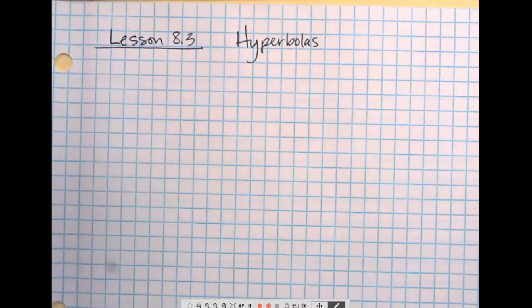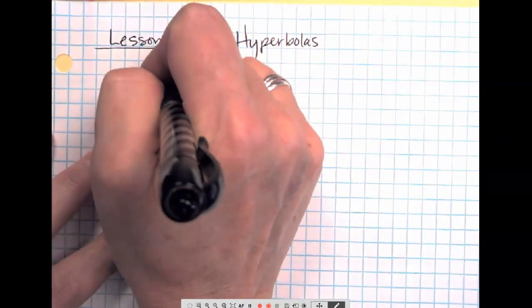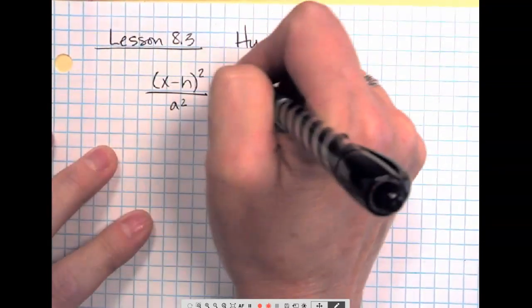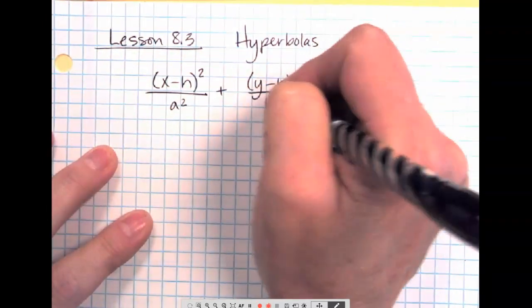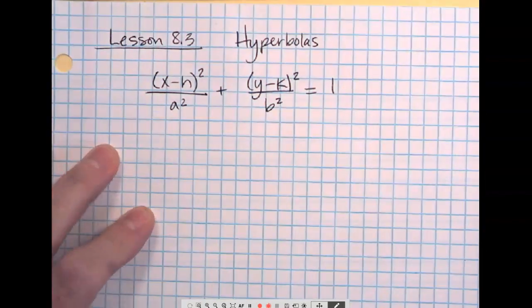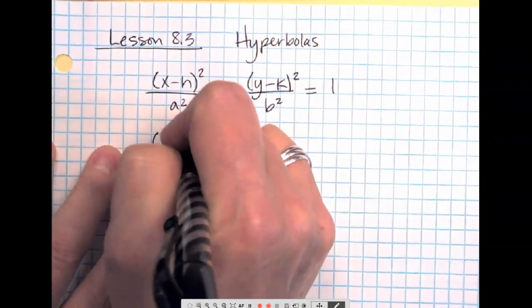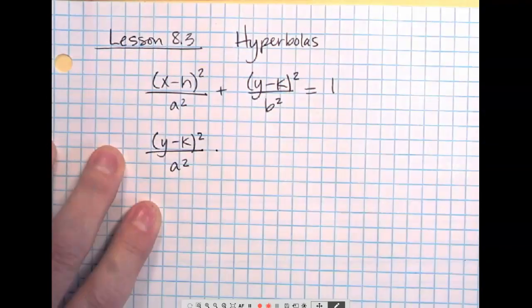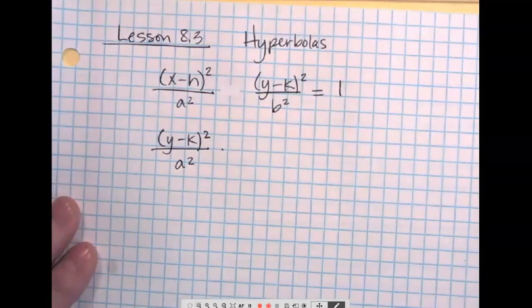Okay, so let's start with what the standard form of the equations look like. And they're going to look very similar to the ellipse formulas that we had. Oh, y'all, that's a minus. Yikes, that's a minus.